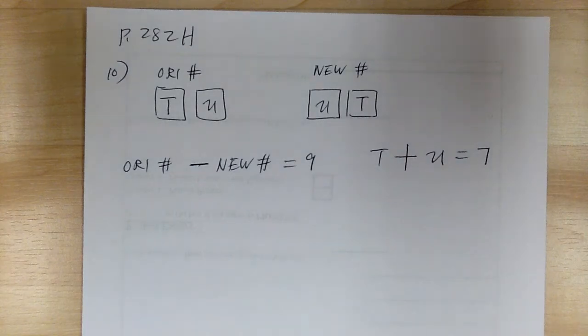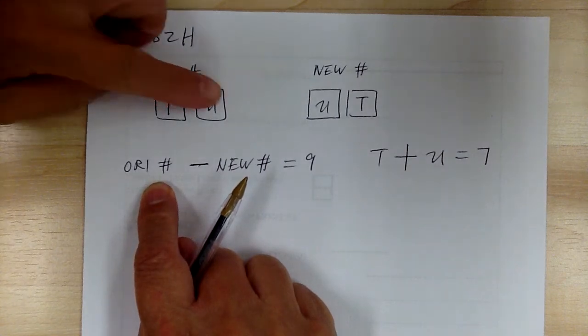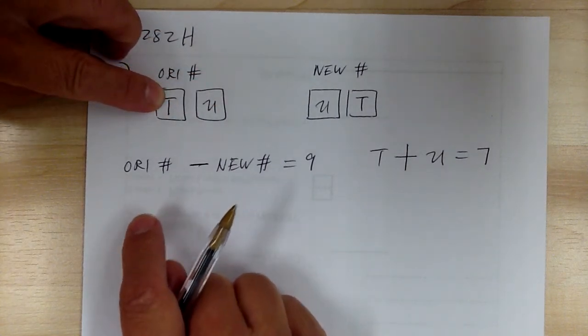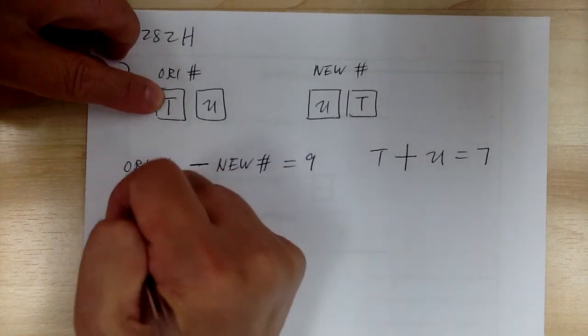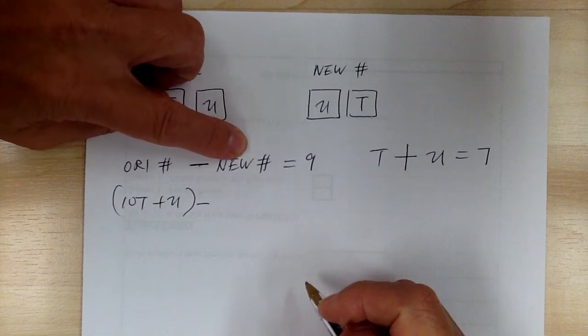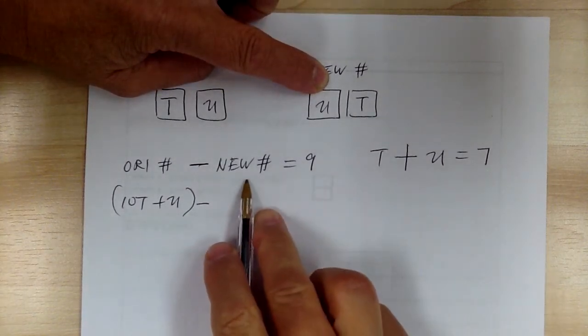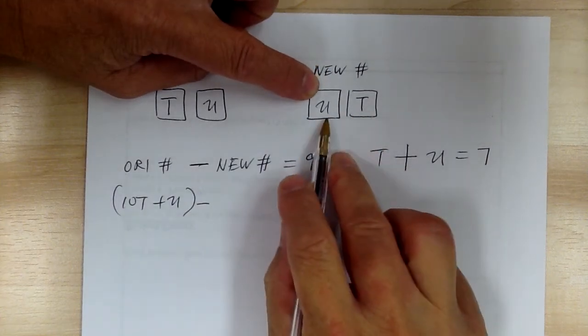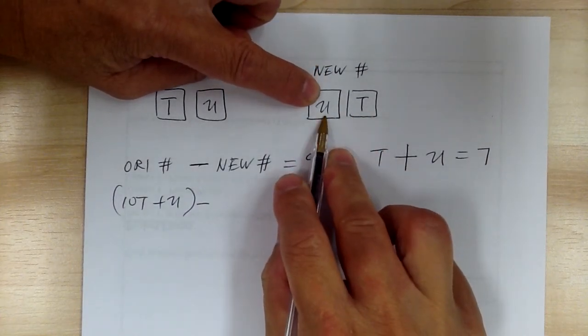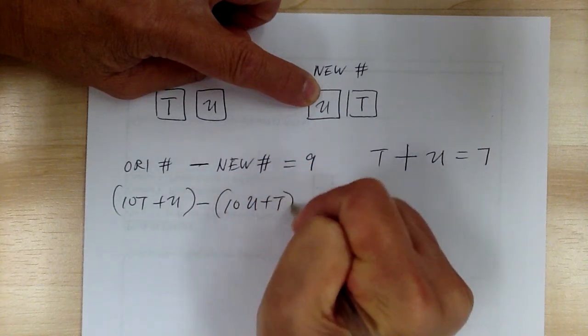Now, the next thing you have to do is translate and convert these. The original number is this one over here. This is in the tens place, so this is worth 10. So you're going to get 10t plus u, minus the new number, which is this one here. This is in the tens place, so this is worth 10. So it would be 10u plus t, equal to 9.